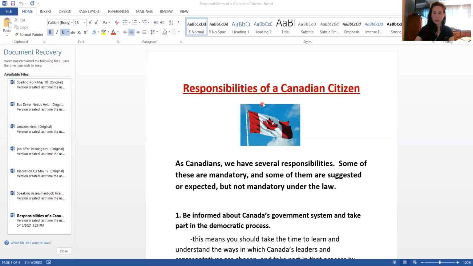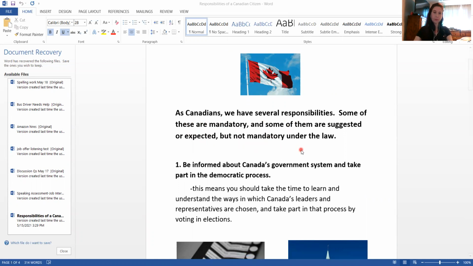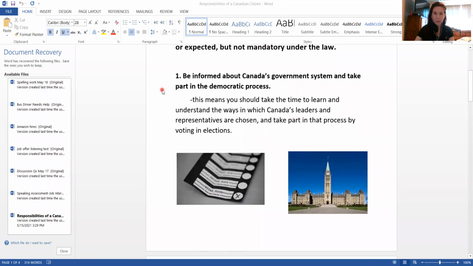The responsibilities of a Canadian citizen. As Canadians, we have several responsibilities. Some of these are mandatory, meaning they must be done, and some of them are suggested or expected, but not mandatory under the law. So let's begin with number one.